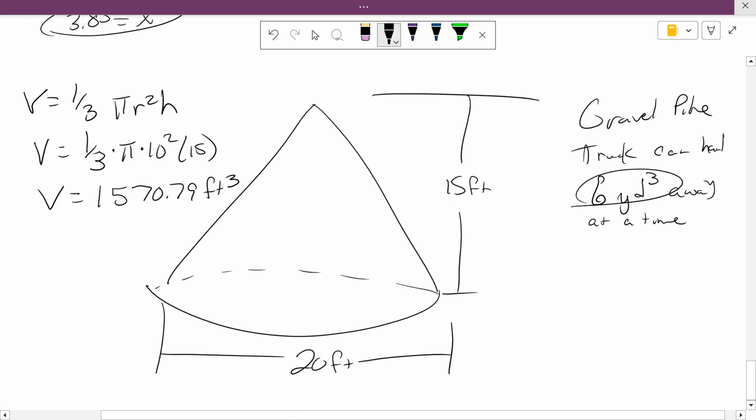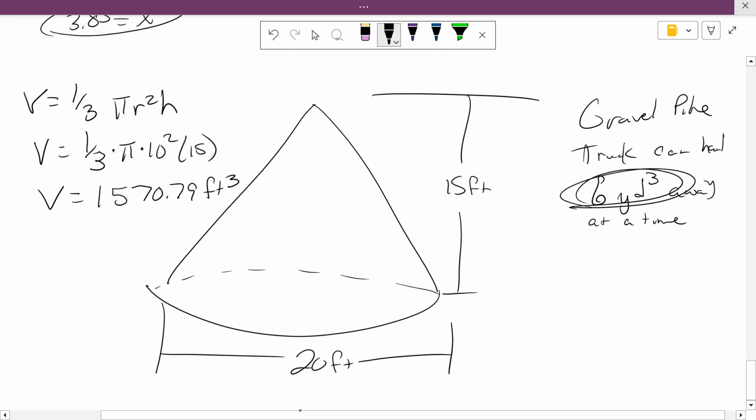A truck can hold 6 cubic yards at a time. What's the problem with this problem? Because you'll have this issue on the test. You have to change cubic feet to yards, or usually we go the other way, change cubic yards to feet. Okay? So, well, I guess we can do it this way.